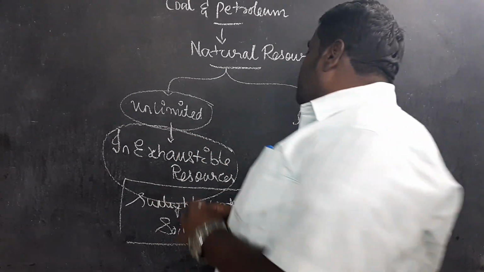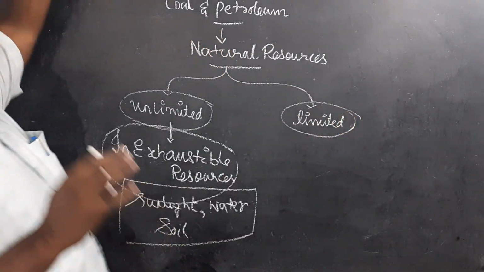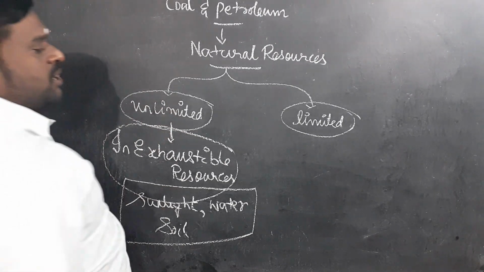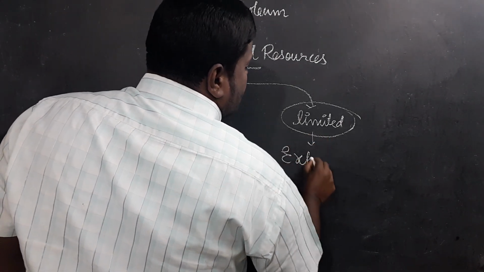Next is exhaustible resources. See, we have limited quantity. The stock is very less. So, limited quantity, we call it exhaustible.